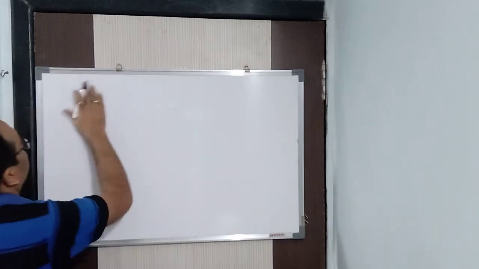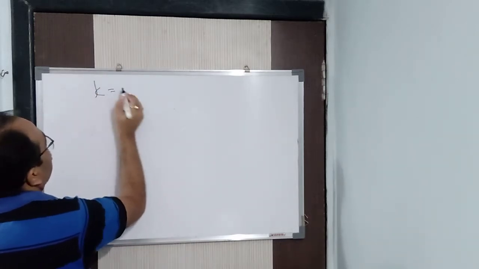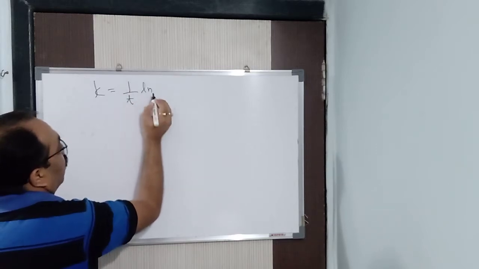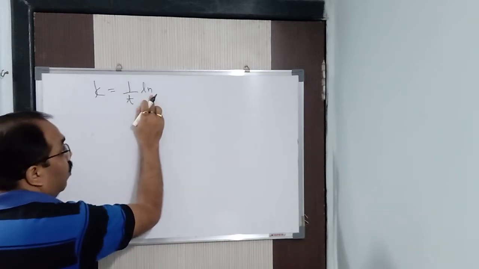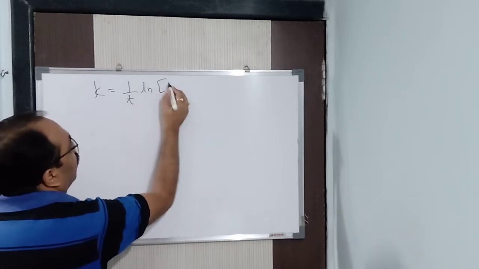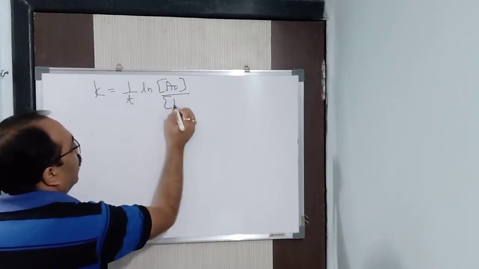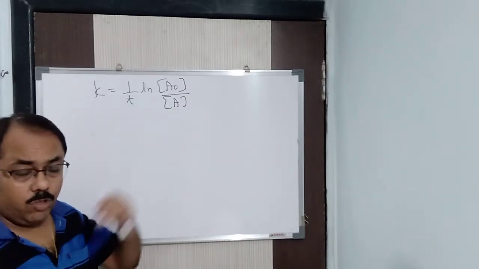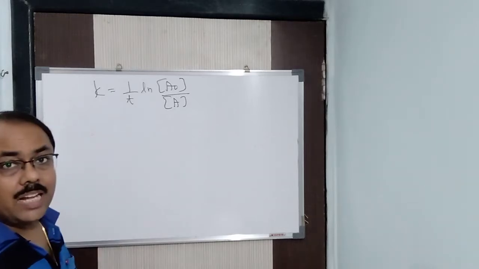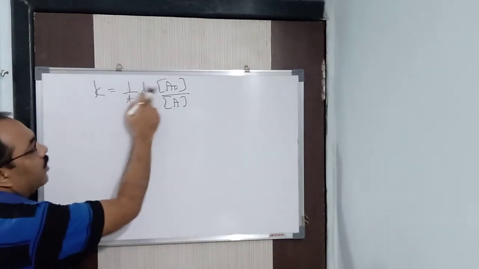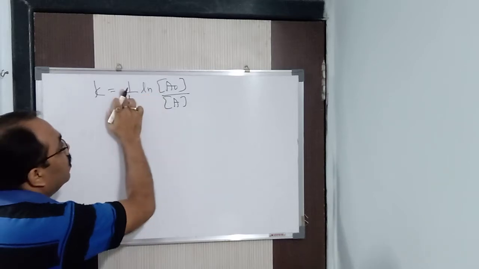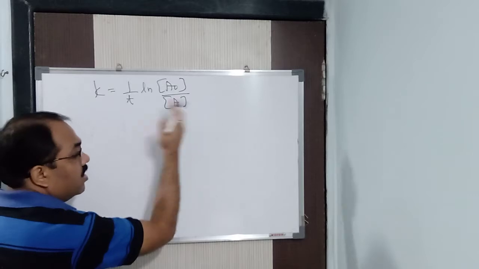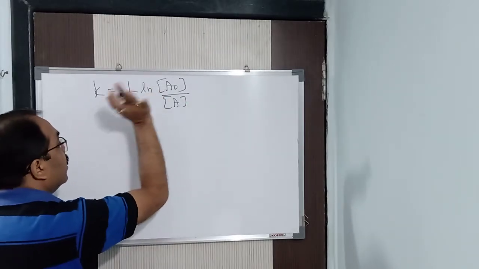Remember it. So we know that for the first order, K is equal to 1 by T ln concentration of A naught by concentration of A. Ln means log to the base e. Remember it. It's better to write in short ln. Already we have studied, ln means log to the base e, which is known as natural log. To convert it into common log, what we need to do? We need to multiply by 2.303, to convert natural log to common log, that is log to the base e to log to the base 10. I have already studied this thing.